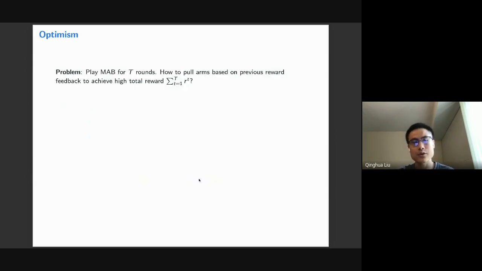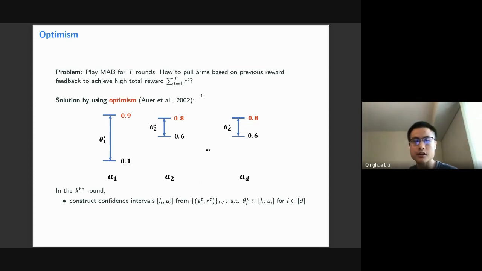And the problem is, suppose we are allowed to play this multi-armed bandit for T rounds. How should we pull arms adaptively based on previous reward feedback to achieve high total reward? Here the superscript t denotes the reward we receive in the t-th round of arm pulling. It turns out we can solve this problem by using optimism, and the solution is very clean. Specifically, in the t-th round of arm pulling, we construct a confidence interval [Li, Ui] for each arm ai using the previous reward feedback. We want this confidence interval to contain the true reward parameter theta i star with high probability for each arm ai.